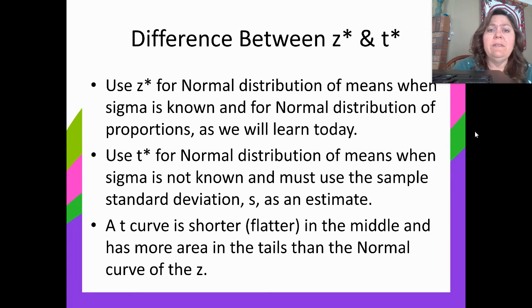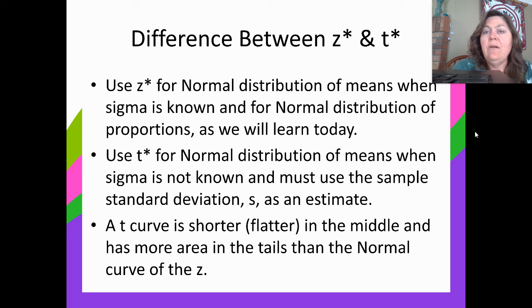And that's things like, what is the difference between Z star and T star? So I tried to put a couple sentences here. First off, here's the difference of when you use them. We use Z star for our normal distribution of means when sigma is known. And we're going to use it for proportions, as I'm going to show you today. So Z star is always for means if you know sigma, and always used for proportions. Whereas T star is used for means only when you don't know sigma and you have to estimate with the standard deviation of the sample.